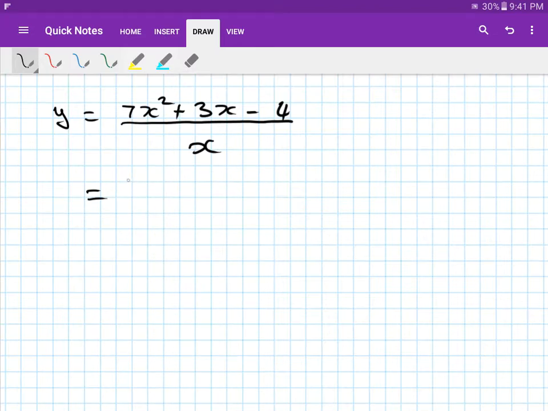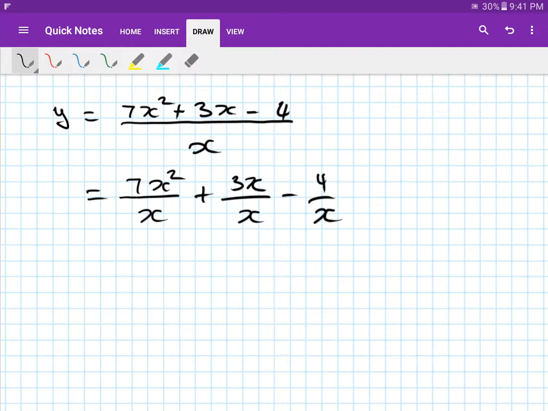So this is just 7x squared over x plus 3x over x minus 4 over x. That's what that meant. So if I simplify this, I haven't differentiated yet. I've just simplified it first. 7x squared over x is 7x. This cancels out, and it's 3.